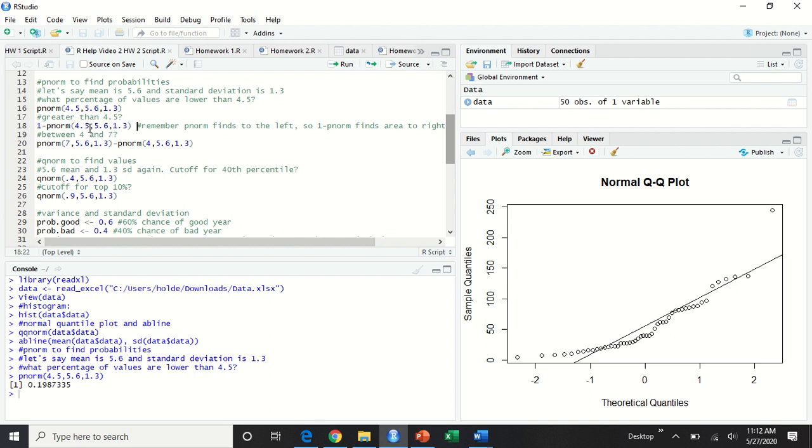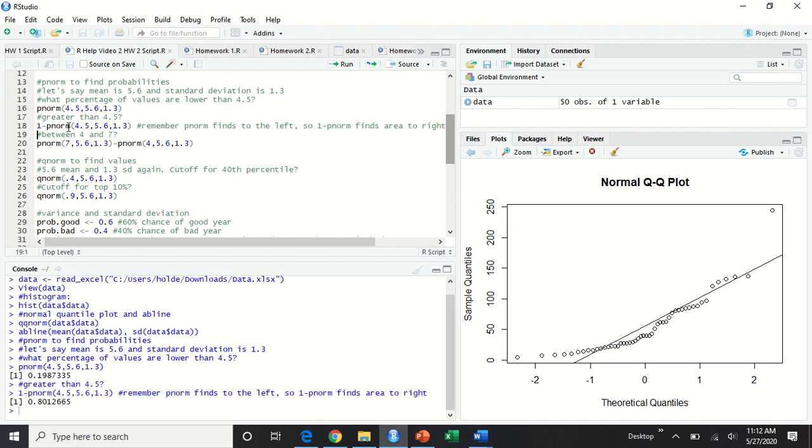Then we would rerun the same command, except we would use 1 minus. The total area of the normal distribution is 1, so 1 minus the area to the left is the area to the right, which would be 80.13% in this case. What if we wanted to find it between 4 and 7?